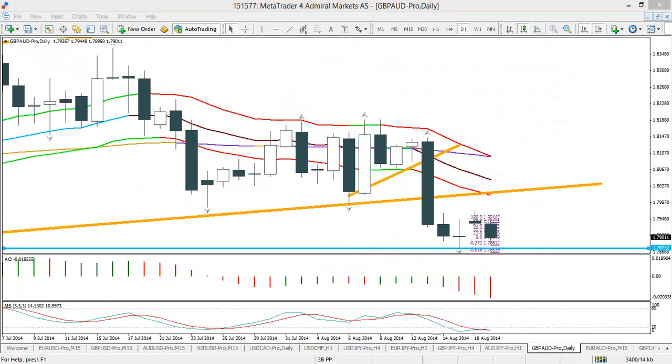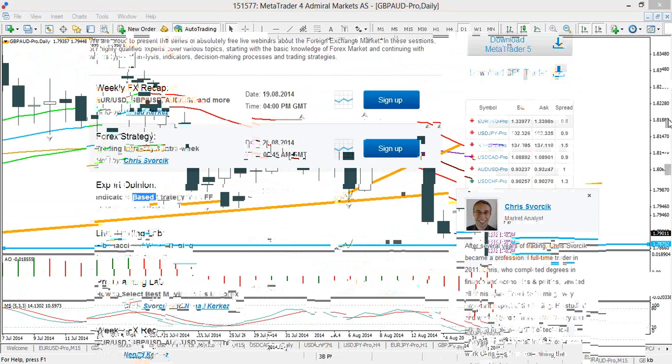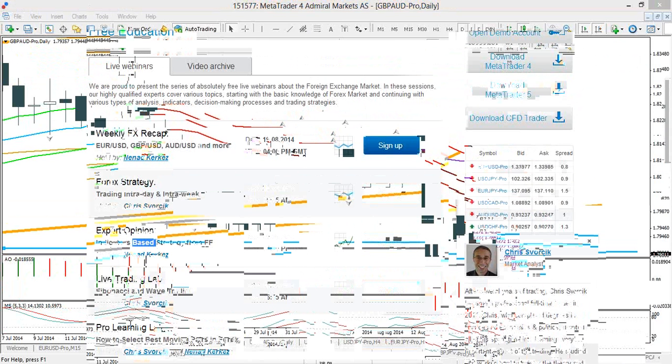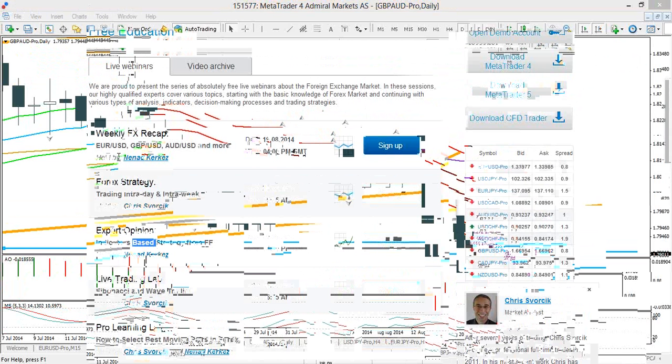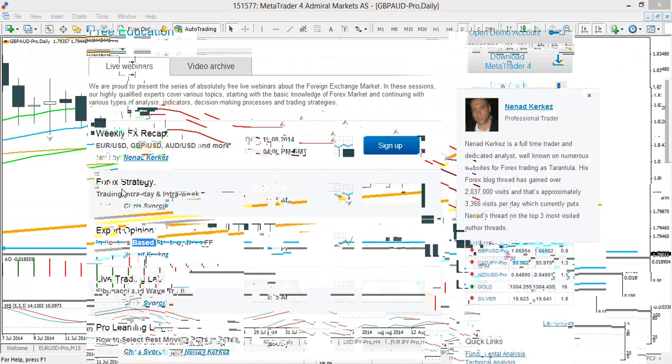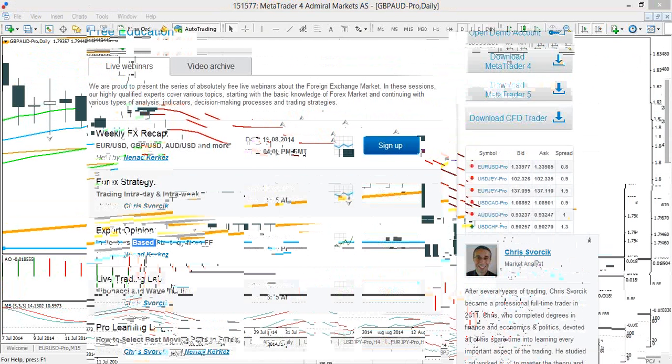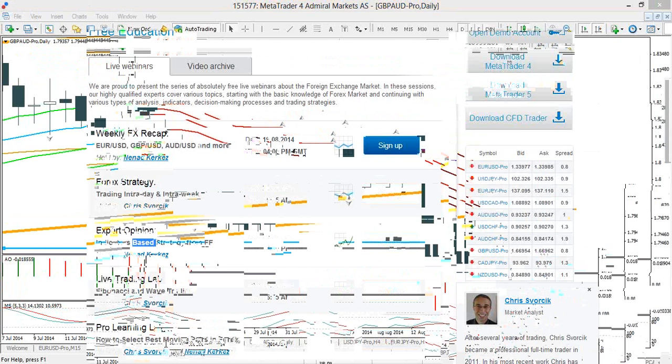Tomorrow, strategy, and then in the evening we'll talk about indicators-based strategy. It's Wednesday. And then Thursday, we have fib and wave trading, and in the evening, how to select the best moving pairs in Forex. So these are the remaining 5 webinars: weekly Forex recap, strategy, indicators-based strategy, fibs and wave trading, and then how to select the best moving pairs.